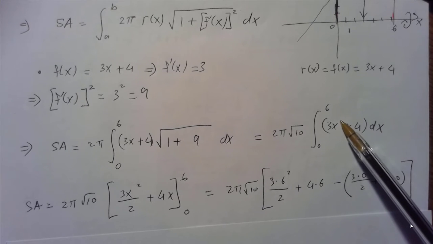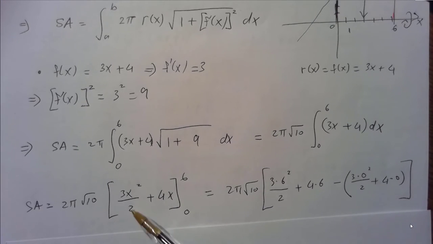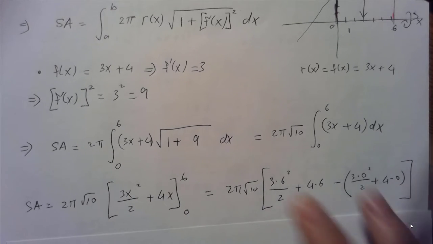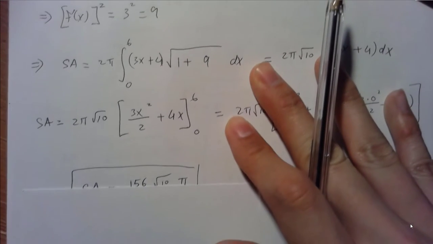Add 1 to the exponent, that becomes 2 divided by 2, and then 4 becomes 4x. Then we evaluate the answer from 0 to 6. 2 pi square root of 10 stay outside here. The next step is to plug in 6 anywhere you see x, and then subtract 0 anywhere you see x, and do the simplification of that.